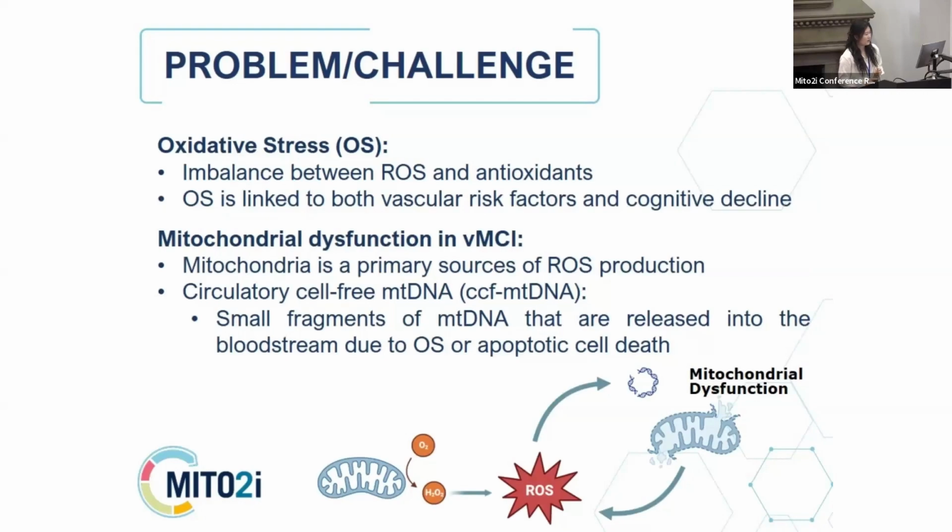It has been known that oxidative stress is linked to both cardiovascular disease and neurological disease involving cognitive decline. And we all know that the mitochondria is closely linked to oxidative stress. Not only is mitochondria a primary source of reactive oxygen species, but it is also an immediate target. I know some has already been covered about circulating cell-free mtDNA. It is a small detectable fragment that is released into the bloodstream due to oxidative stress or cell damage. So it can be a marker of mitochondrial dysfunction.